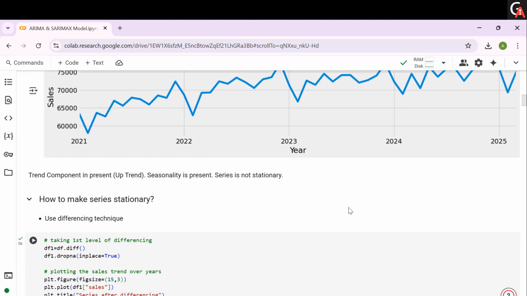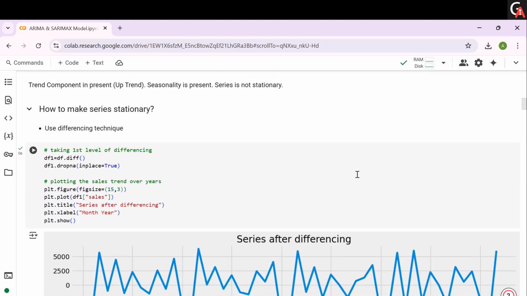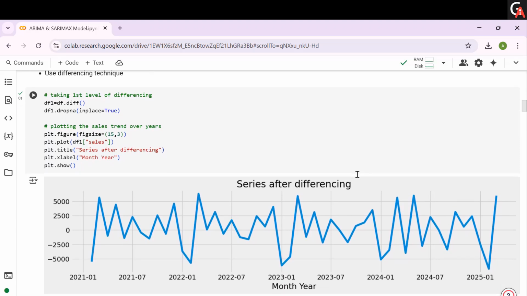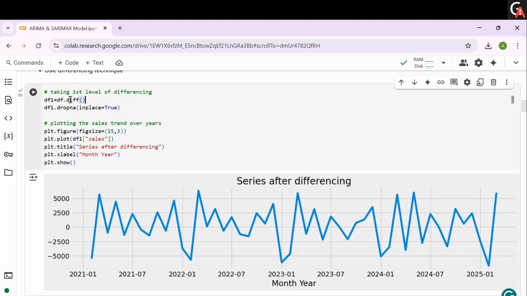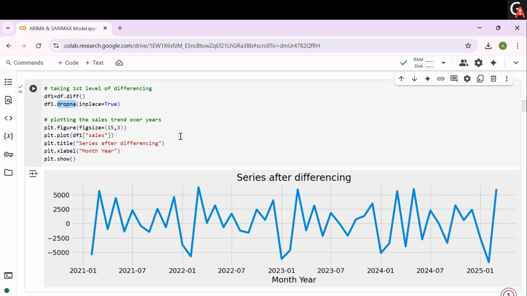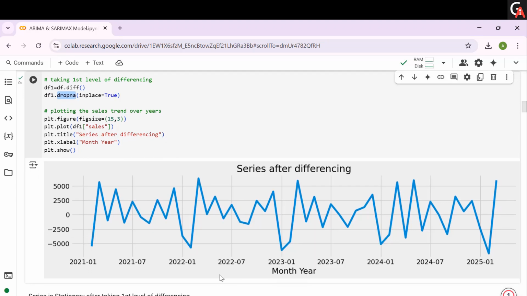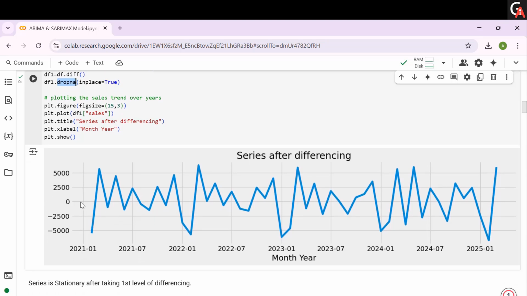So how can you make your series stationary? To make your series stationary, you have to use a differencing technique. In this, you use the diff function on your data frame and store it into another data frame. Then let's remove any null values that are present, and plot the values over the years and months that we have. So over here, can you see whether this series is stationary now? Yes, because the mean is constant with respect to time and the variance is also constant with respect to time. So this series has become stationary after taking differencing for the first time.